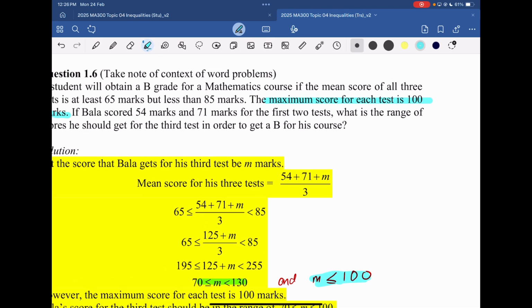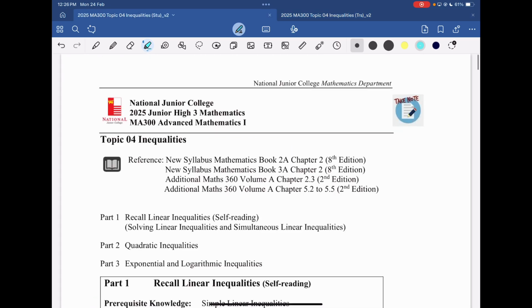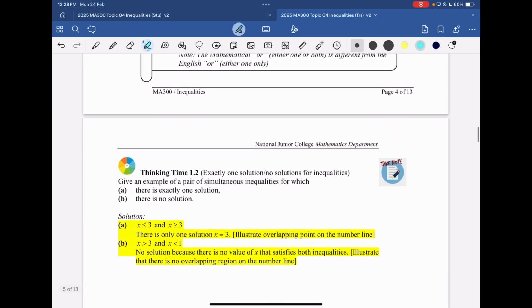Part 1 should be pretty easy. I hope you all can handle. Sorry. Copying. I believe you need to copy this. So look carefully. This is the part above question 1.6.